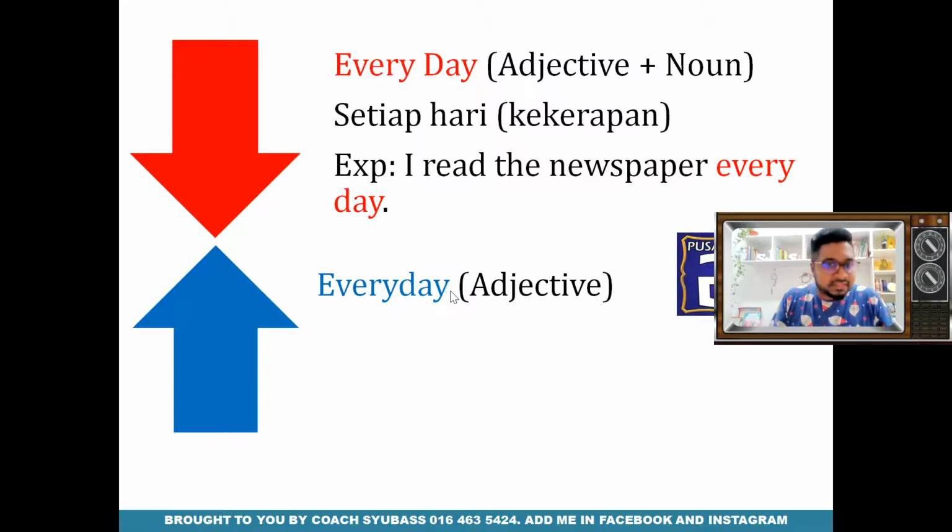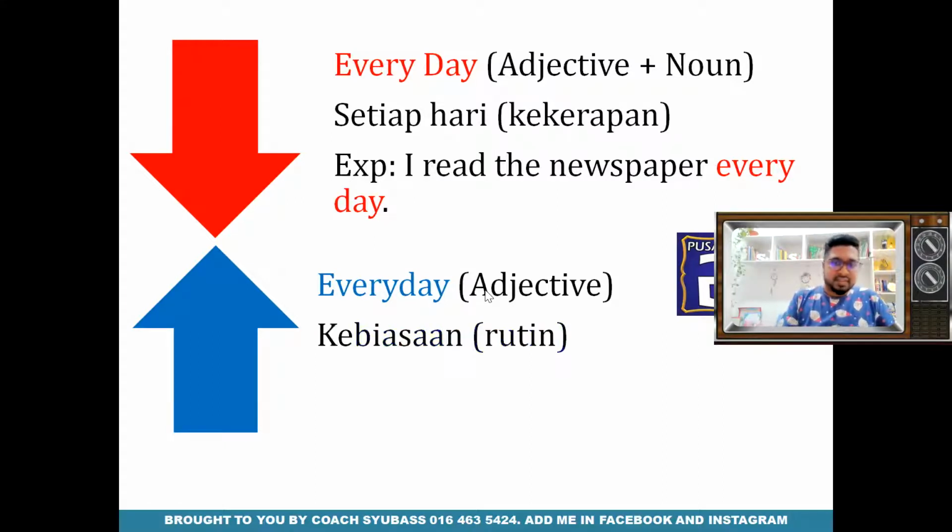So when you spell just everyday with 1 word without a space, then the whole word is just an adjective. Kata sifat saja. Okay, macam mana tu? So, apabila dia jadi kata sifat, dia lebih kepada memberikan sifat. Jadi, saya nak maksudkan, kalau saya masuk ke everyday something, everyday exercise, everyday uniform, maksudnya, ini adalah exercise yang saya buat everyday. Kebiasaan saya buat exercise ni.